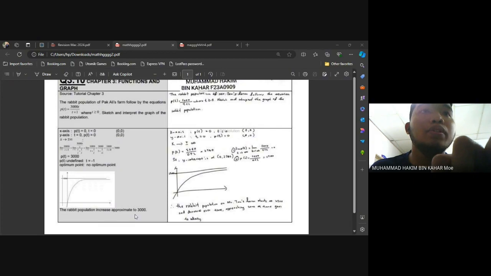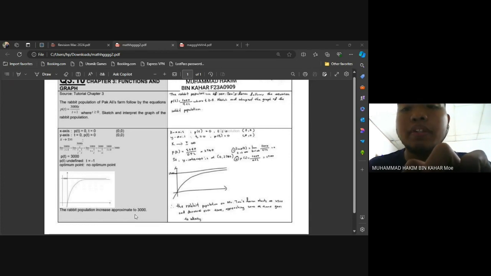I want to present chapter 3, function and graph. First, the population of rabbits on Pak Ali's farm is followed by the equation P of t equals 3000 over t plus 1, where t is greater than or equal to 0. Sketch and interpret the graph of the rabbit population. When x equals 0, y equals 2500.